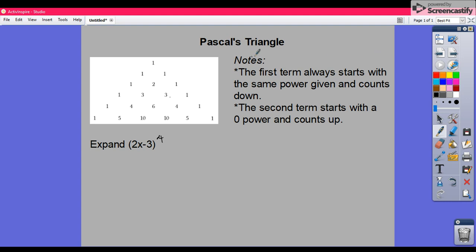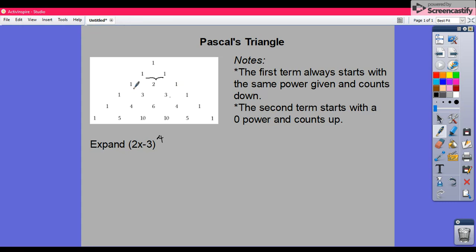All right, so we're going to expand a binomial with Pascal's triangle. The first thing is to have Pascal's triangle. The values of Pascal's triangle never change, but in case you don't have it on hand, just know that every row starts with 1, every row ends with 1. So every row starts with 1, then 1 plus 1 is 2, every row ends with 1.